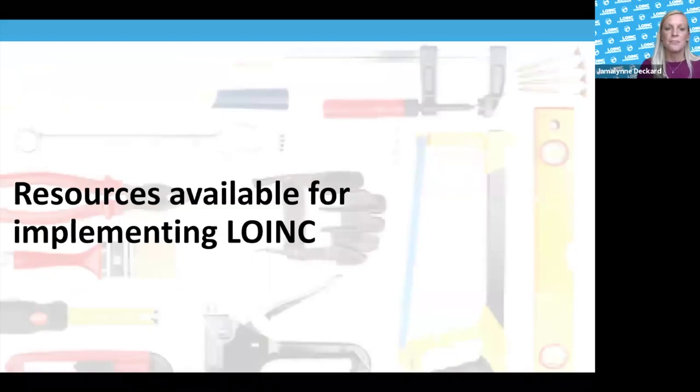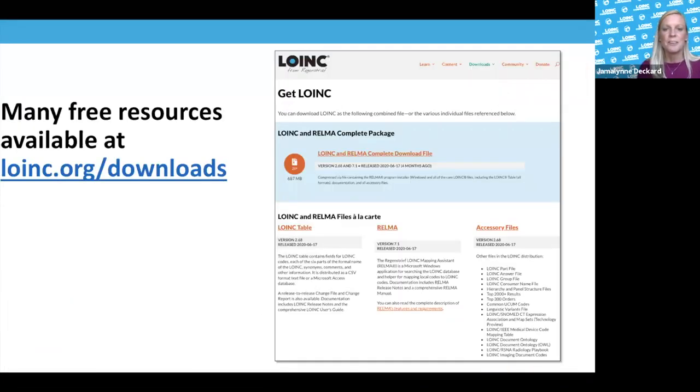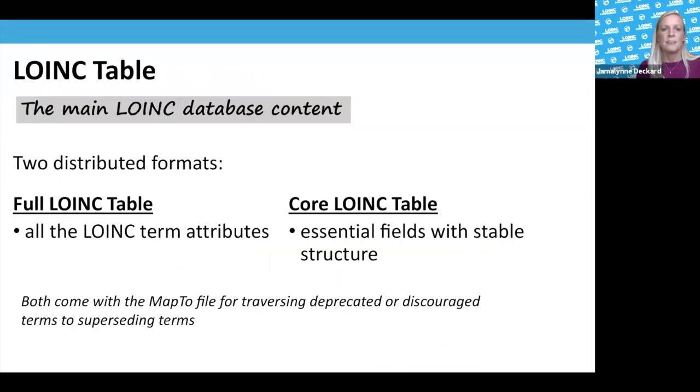There are lots of resources available for implementing LOINC. I'm just showing the download page here, where you can get the full LOINC table, as well as a mapping tool, RELMA, and then all of our accessory files. And just of note, we have a full LOINC table that includes lots of different fields, as well as a core LOINC table. The idea is that the core LOINC table is stable. It's not going to change. And I think it takes several cycles, several meetings of announcing that there will be a change if we do change it. So that's important for implementers mainly. But we do have those two versions.